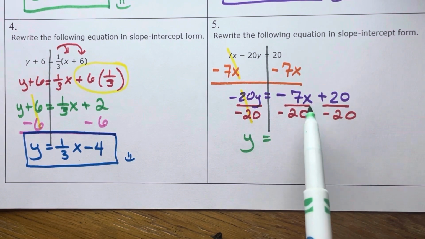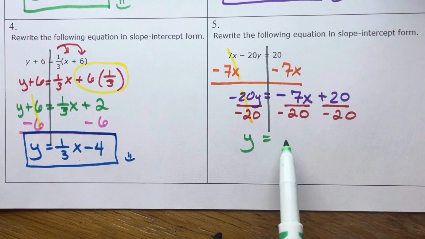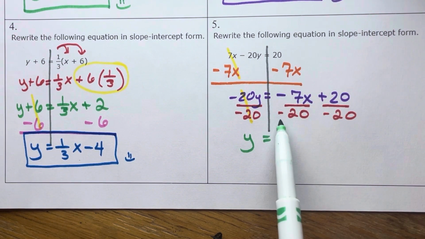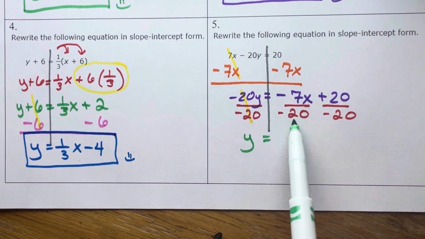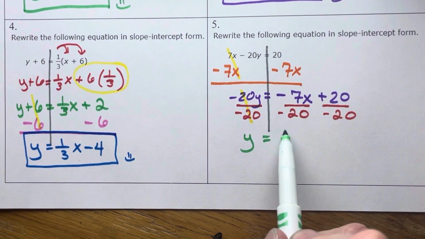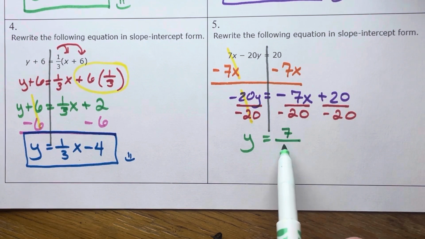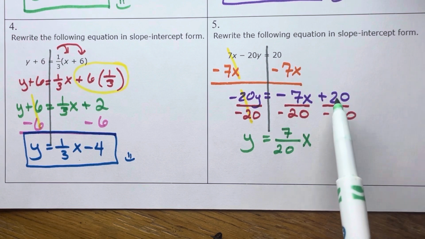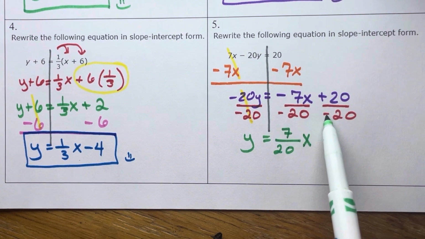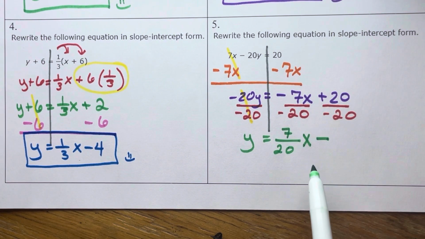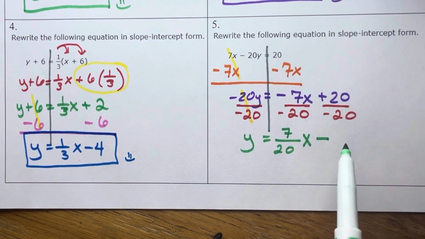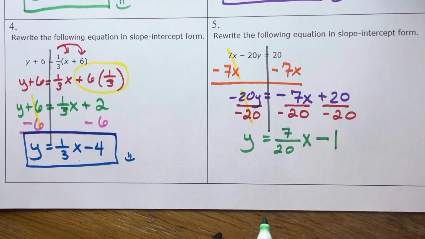All right, here we are, finishing up. Let's clean and tidy this up. So a negative divided by a negative is a positive. 7 divided by 20 does not reduce. So this is positive 7/20 x. And then a positive divided by a negative is a negative. And as the case would be, 20 divided by 20 happens to be 1.